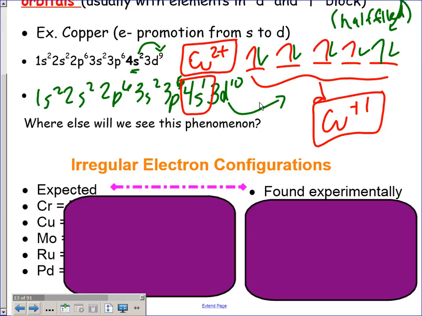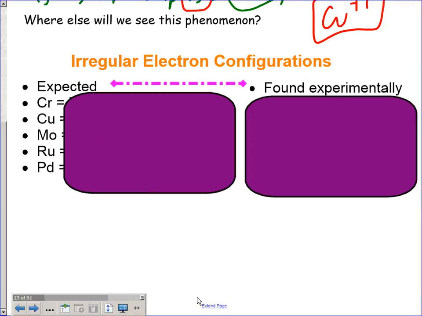Anybody have any guesses? Chromium? What will chromium do? Promote 1 to become what? 3d5. It'll be a half-filled D block. What about copper? Okay, we're going to do molybdenum. Same as chromium because it's right under chromium, right? Same general electron configuration. What about rutherfordium?